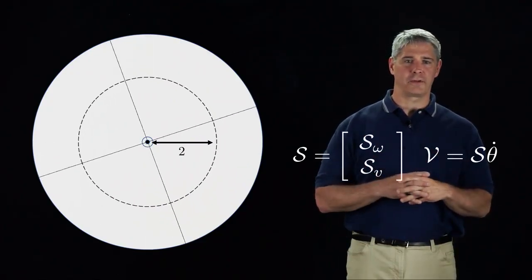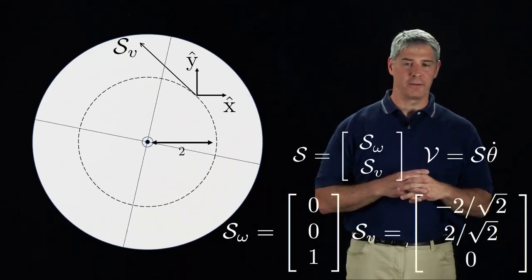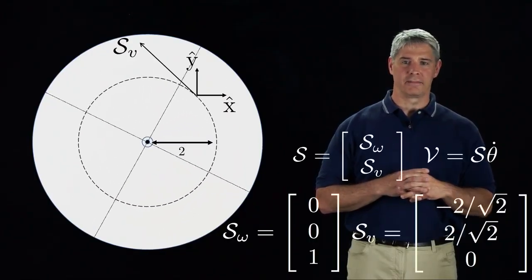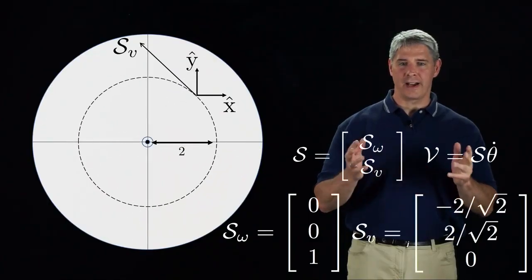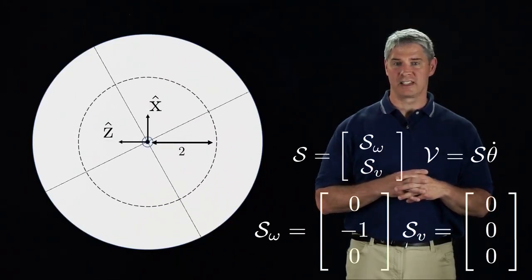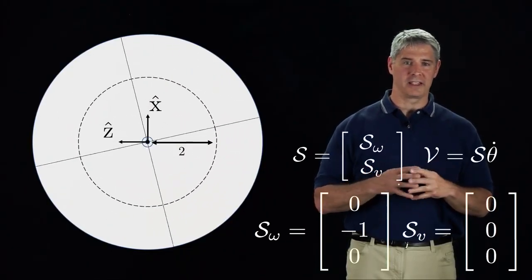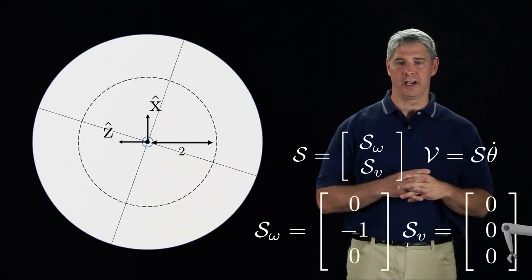We can choose a reference frame at a different location. In this frame, the angular velocity is the same as before, but sv is different. Finally, if we choose a reference frame on the screw axis itself, sv is 0. Because the frame has a different orientation from before, the angular velocity is now 1 unit in the minus y direction.